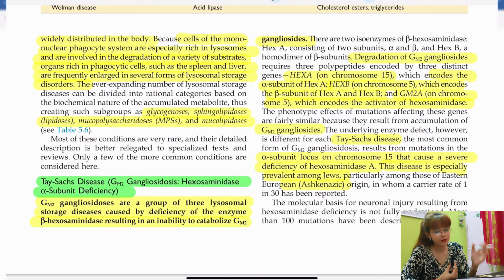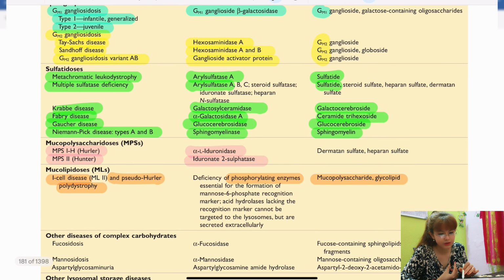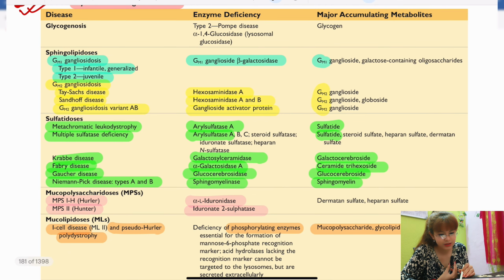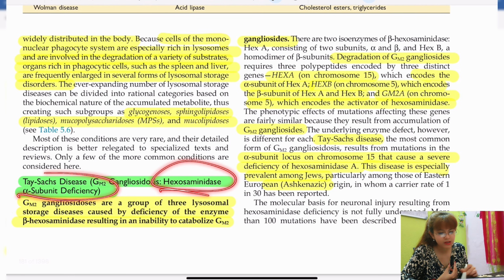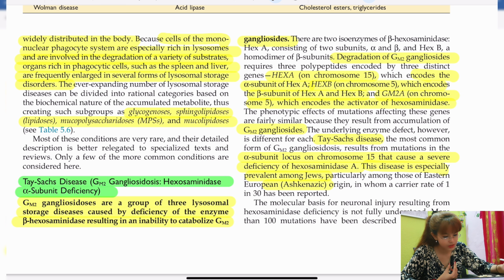You can see here also it is mentioned about the Tay-Sachs disease. This is a GM2 gangliosidosis, as we have learned here. See, Tay-Sachs disease is basically a GM2 gangliosidosis because of the hexosaminidase alpha subunit deficiency, which leads to accumulation of GM2 ganglioside, right?